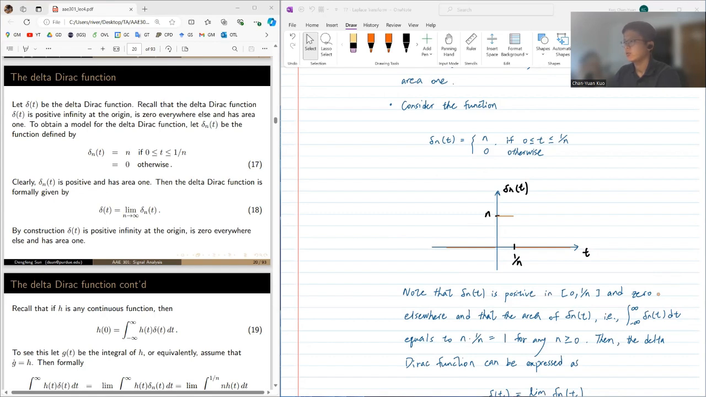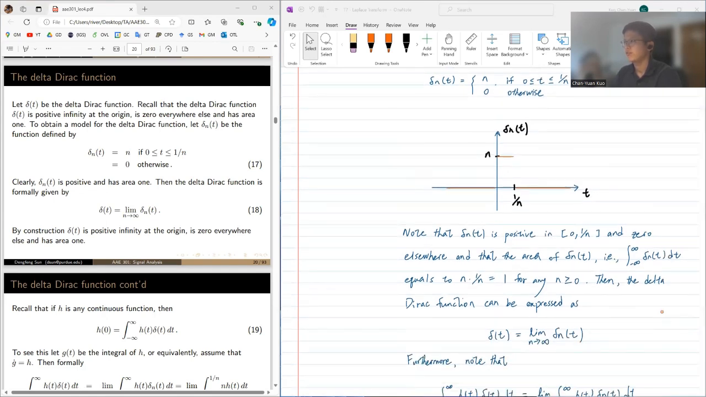And now, if you let n approach infinity, you can see that the value of delta n will approach infinity, and the interval gets smaller and smaller, and in the end, it will just be 0. So you can see that if you let n go to infinity, then delta n will approach the delta Dirac function that we are interested in.